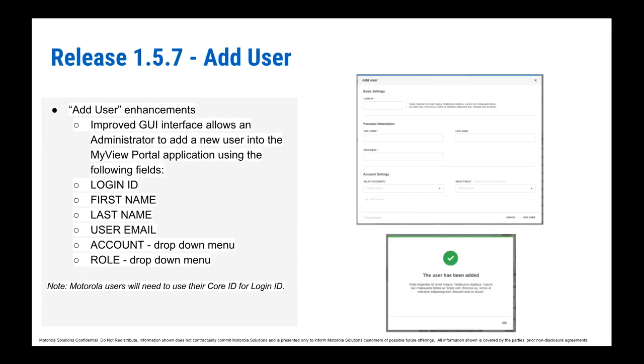A new feature being introduced in Release 1.5.7 is the Add User functionality. This feature will allow an administrator to add a user to an existing account and assign the user's role for that account. Note, the user must already have registered for a Motorola Solutions account, also known as a single sign-on account. Once the user has registered, they should provide their user ID or login ID to their administrator for addition into the MyView portal application.